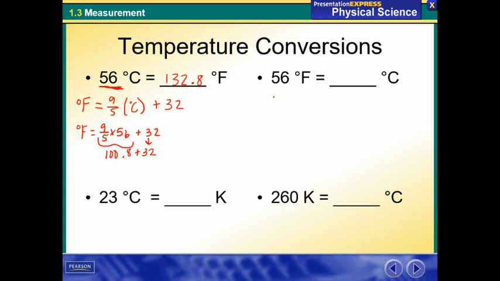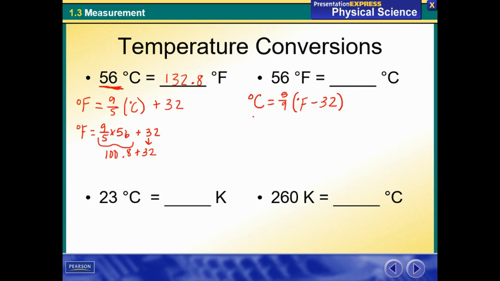But what if you were trying to go the opposite way? What if you start with Fahrenheit and you are trying to get to Celsius? This is going to use the other equation. Because you're trying to get to Celsius, you want your degree C by itself on one side of the equal sign. Your equation that was given earlier in the lesson was degree Celsius equals 5/9, parentheses, degree Fahrenheit minus 32.